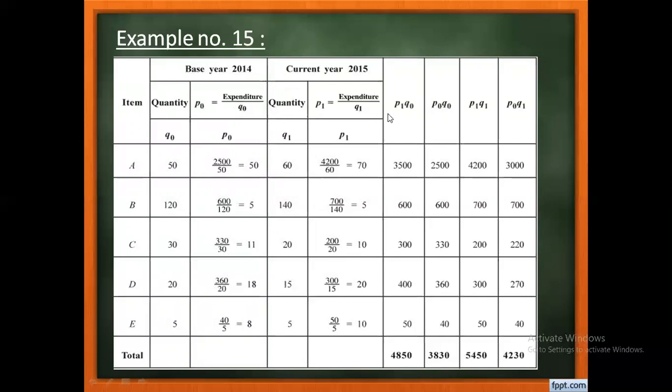So for Fisher's index number, first we require P1 into Q0, and the total of this is sigma P1 Q0. Similarly, P0 into Q0, the total of this is sigma P0 Q0. P1 into Q1, the total of this column is sigma P1 Q1, and similarly we'll have P0 Q1, the total of this is sigma P0 Q1.